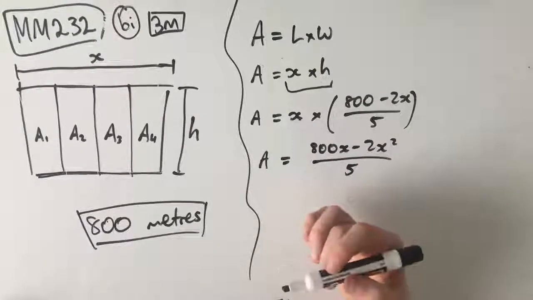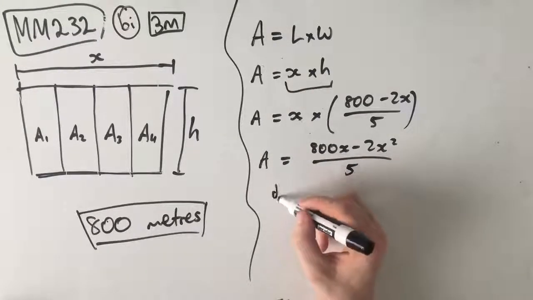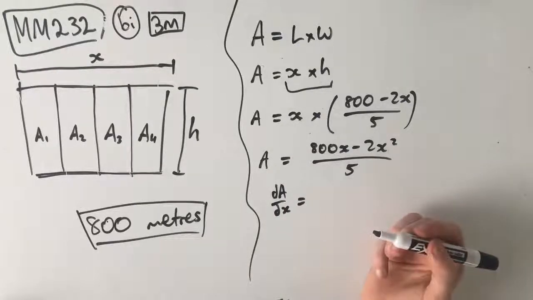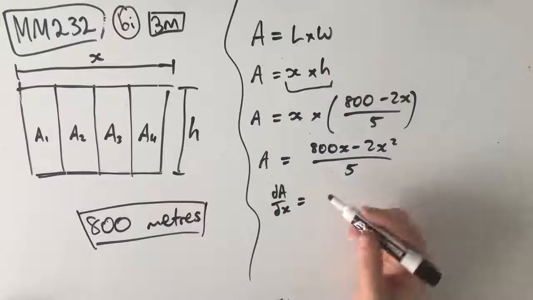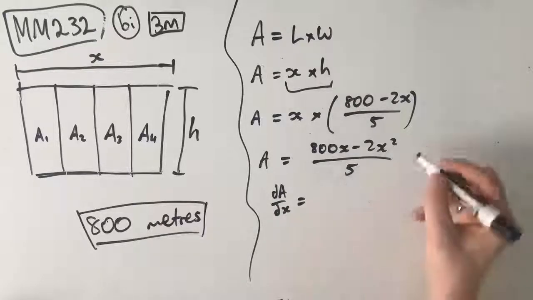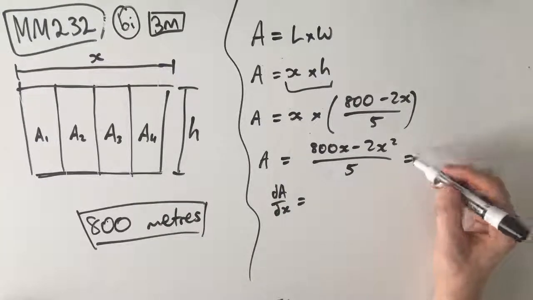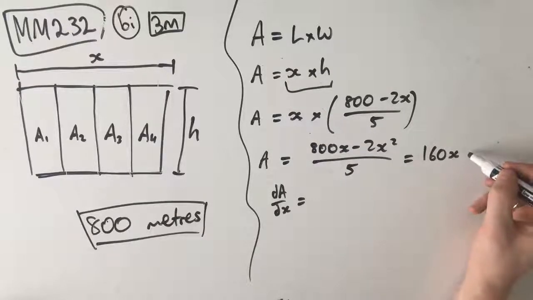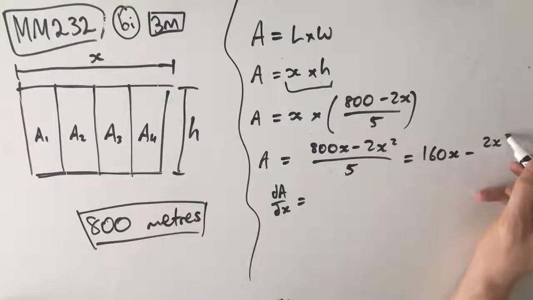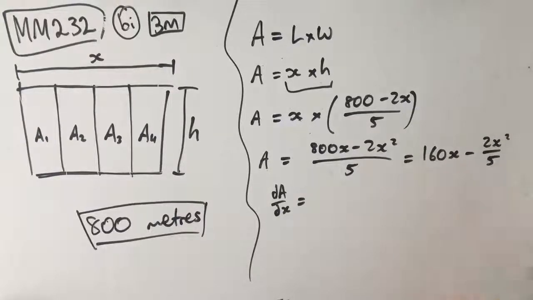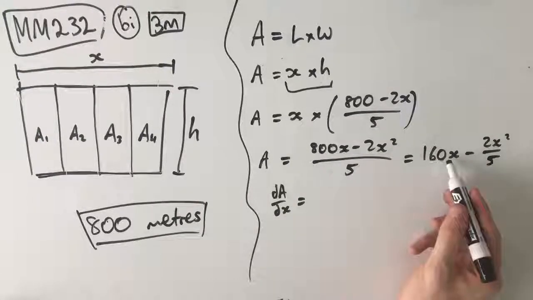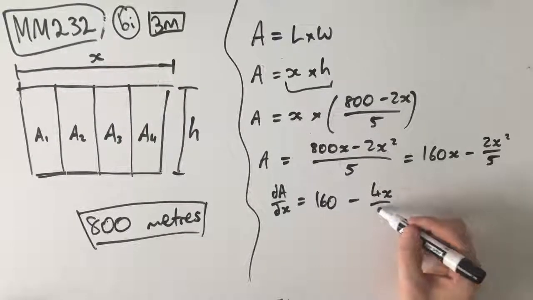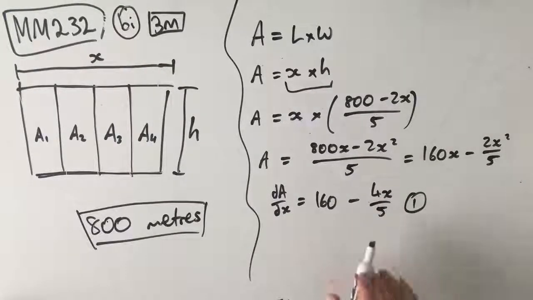We know that the maximum area occurs at dA/dx = 0, right? So let's find dA/dx. Let's just get rid of this first. If we separate this out, we get (160x - 2x^2)/5, which means that our derivative is (160 - 4x)/5. And that's our first mark right there.